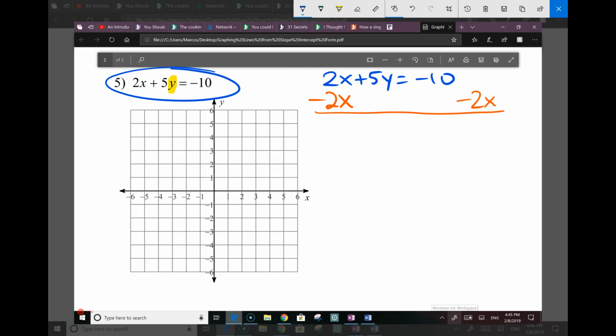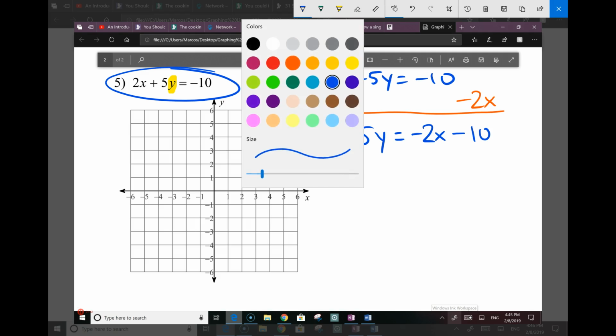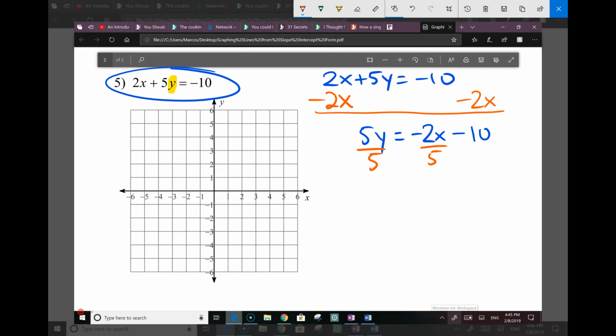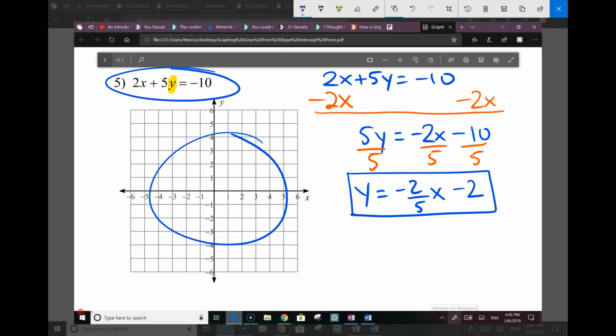All right, so then what we get is 5y is equal to, and again, you can write this as negative 10 first or negative 2x first. My preference is to put the x term first because it matches y equals mx plus b nicely that way. Divide by 5 everywhere, and then we have slope-intercept form. Here it is. y is equal to negative 2 over 5, x minus 2. Now, this is the form that I need to graph my line here.